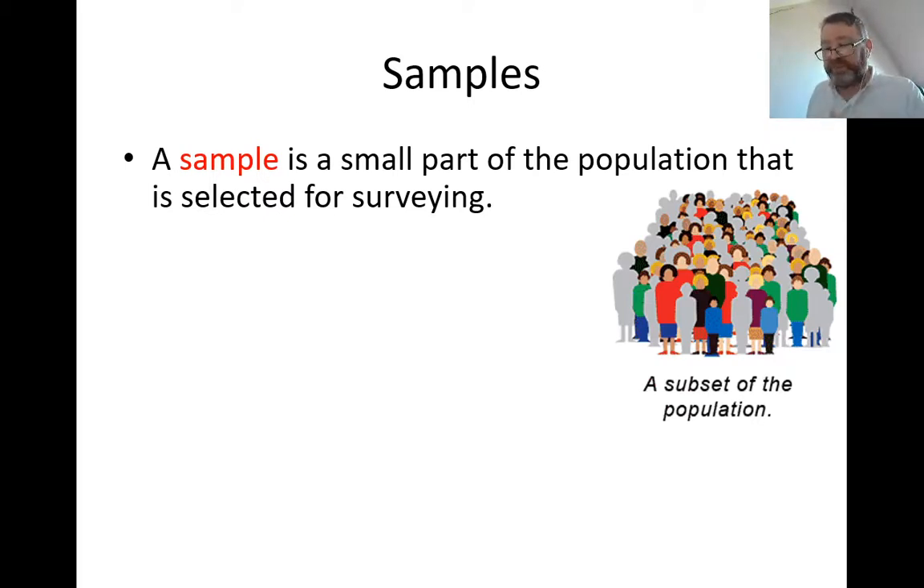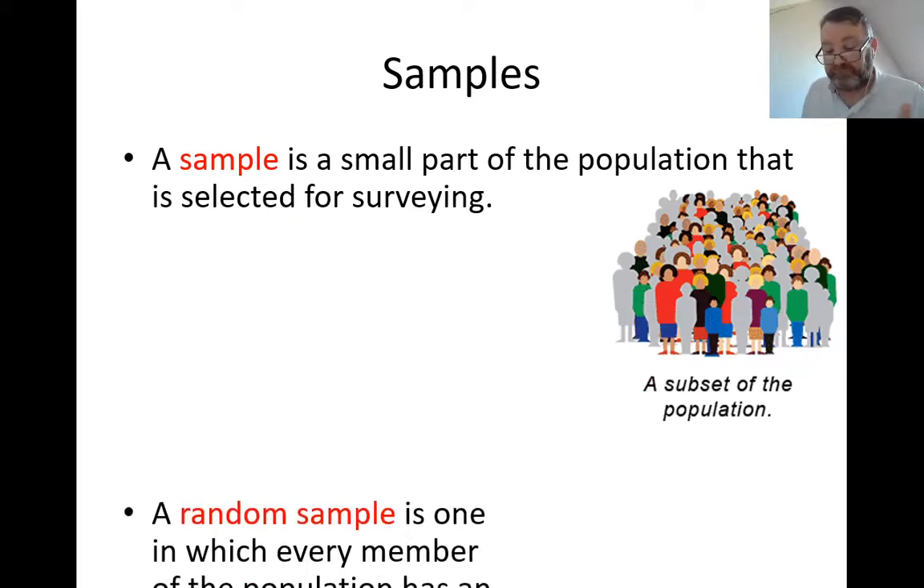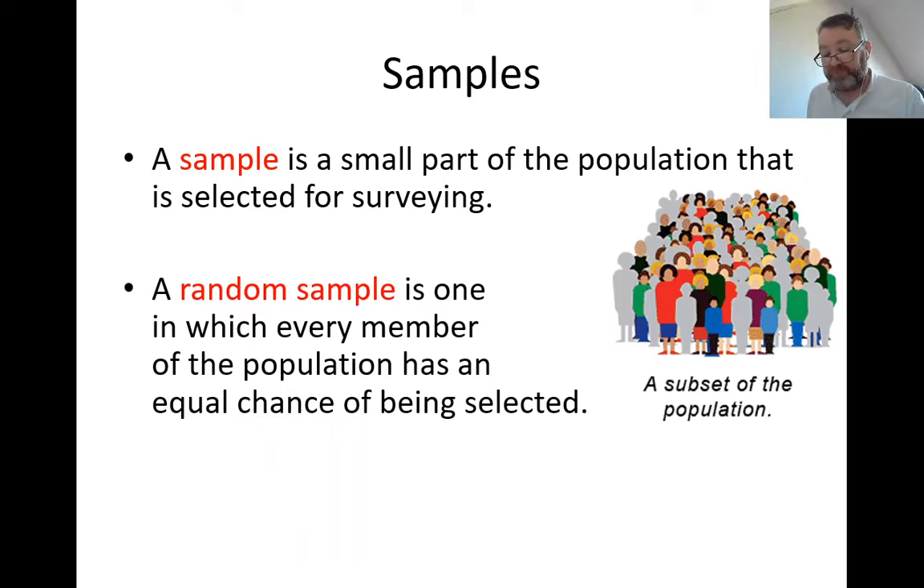So a sample is a small part of the population that is selected for survey. A random sample is one in which every member of the population has an equal chance of being selected. Now, even making random telephone calls is not a random sample, because not everybody has a phone, or not everybody has a phone number that is in the phone book. Some people keep their phone numbers private.